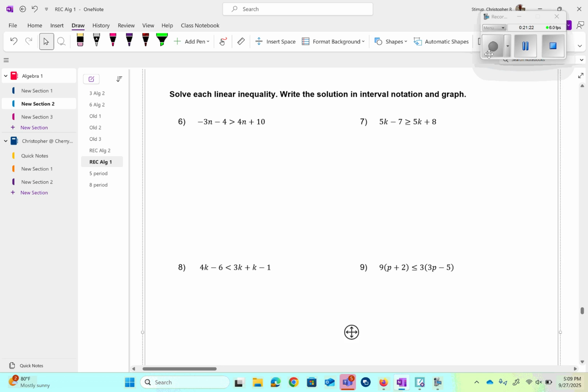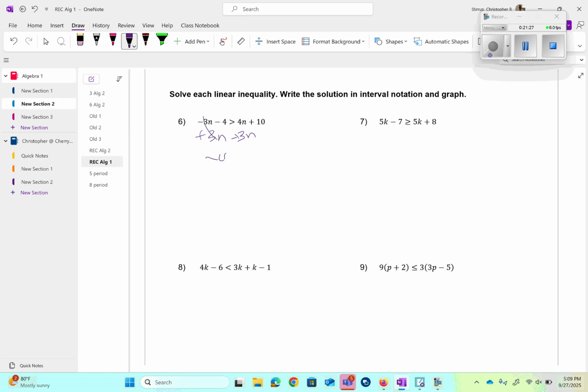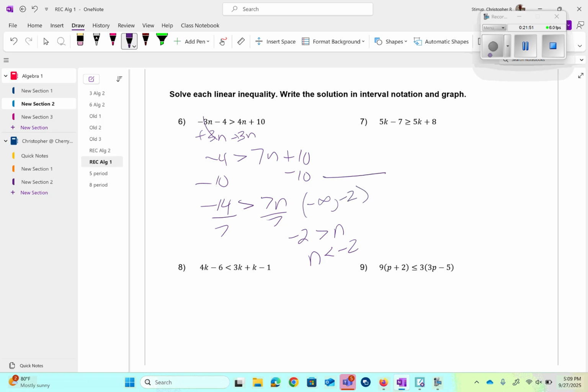All right, so let's go ahead and maybe add 3n to both sides here. Those cancel out, so I get negative 4 is greater than 7n plus 10. Subtract 10 from both sides. So I get negative 14 is greater than 7n. Divide both sides by 7. So we're going to get negative 2 is greater than n. So flip that over to get the n on the right side. The interval notation that's pointing to negative infinity is going to go from negative infinity to negative 2, soft bracket. On a graph, if you have negative 2 here, you have 0 here, you have an open dot, and it's shading to the left.